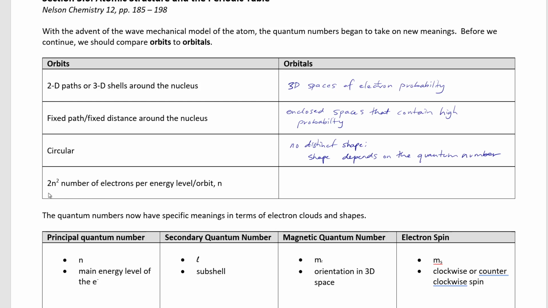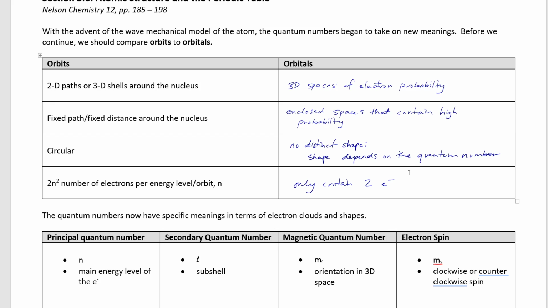Bohr also defined that an energy level can fit 2n squared electrons, right? This calculation still works out today: if you have the principal quantum number, you can calculate the number of electrons per energy level, or per orbit. But we know that an orbit contains sublevels, or subshells called orbitals, and each orbital can only contain 2 electrons.